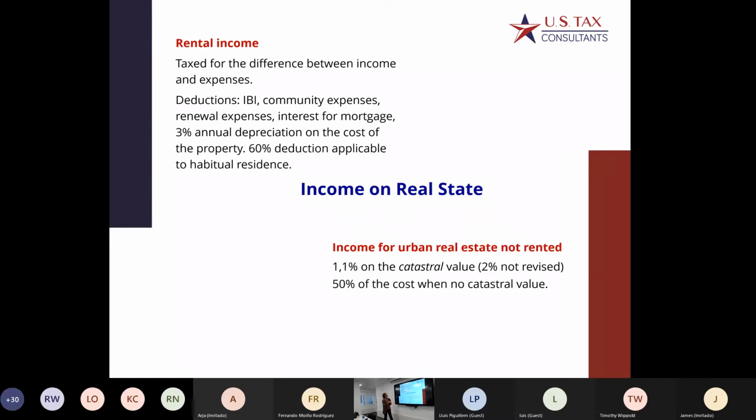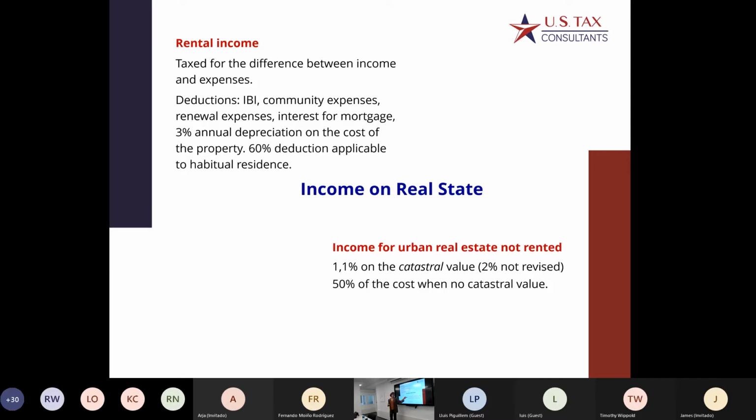Okay, rental income. It's more or less like in the US: income minus expenses. You can deduct any expenses related to the rental income: IBI, community fees, renovation, mortgage, the depreciation. There is also a 60% deduction, which doesn't apply in the US, if you are renting for habitual residence, long-term residence. It doesn't apply for short-term rentals like Airbnb and things like that, okay?